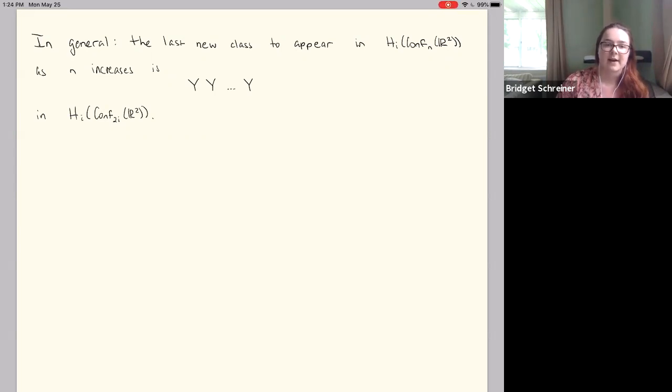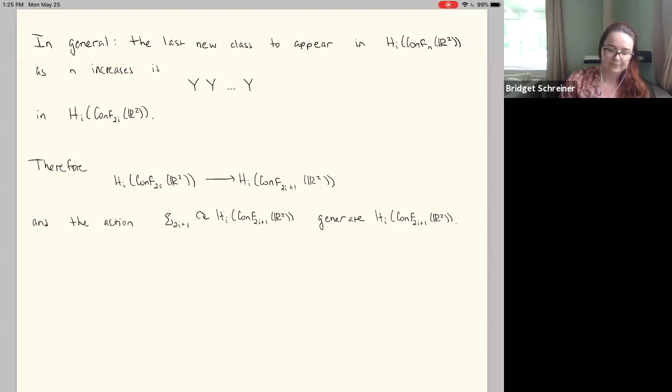And we can see that that appears first in configurations of 2i points, because we need 2 times i labels in order to label all the leaves on those trees. And so after that, we have no new classes appearing. So if you look at H_i of configurations of 2i plus 1 points, we just get all of the classes from lower homology groups, and then the action of sigma_(2i+1) generates all of the things we need in terms of different labels.